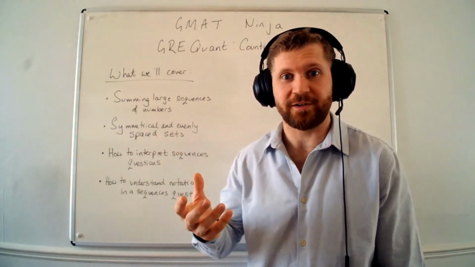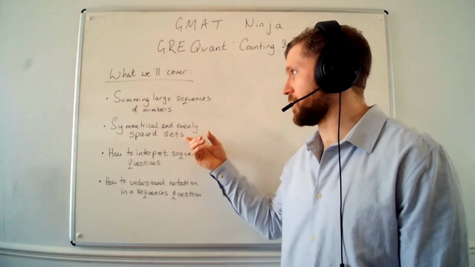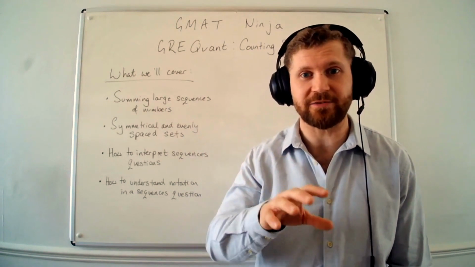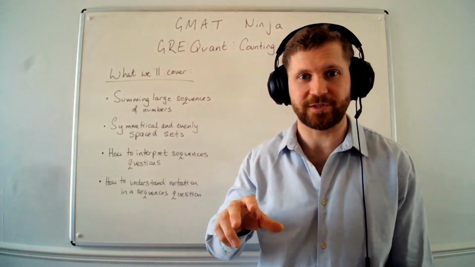We're going to take a look at a couple of different ways the GRE might ask you questions about that. Then we're going to get into what happens when you've got a symmetrical or an evenly spaced set and how you can use that to make some of the questions look a bit more simple.